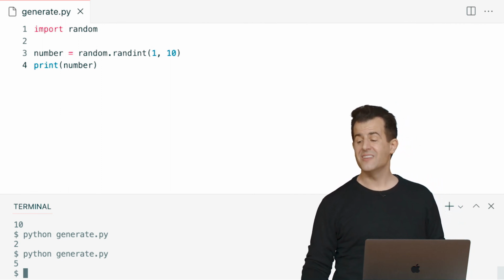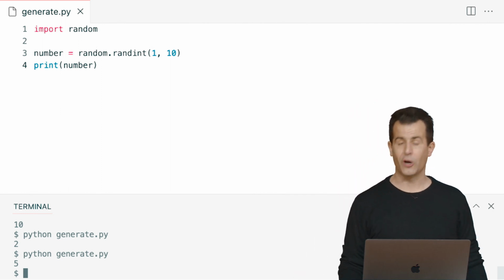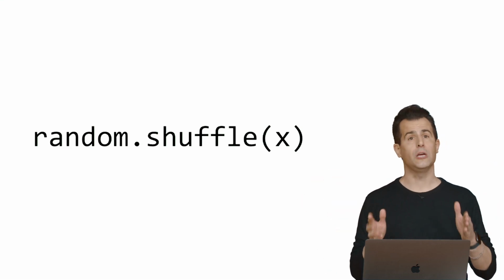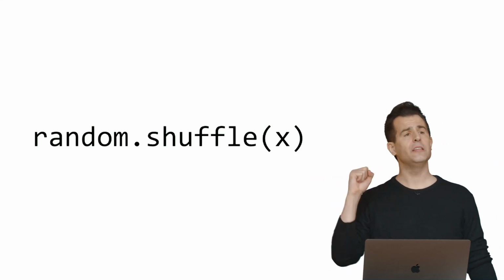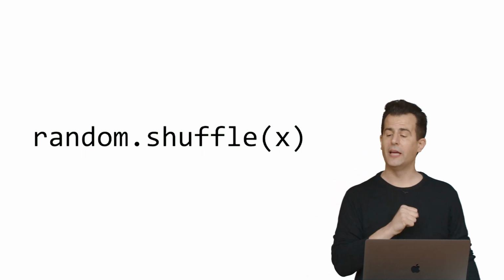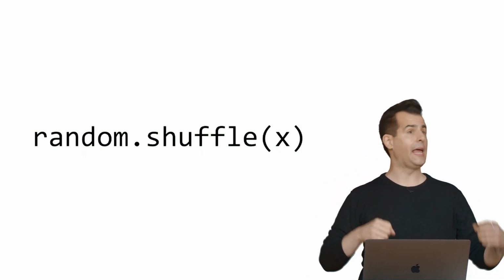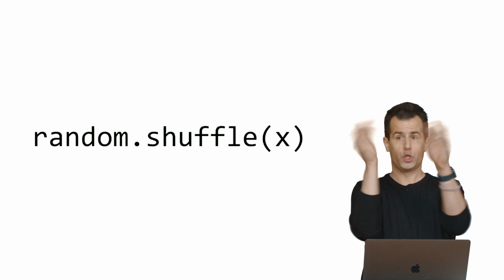Let me propose that we introduce another function that comes from this random library, yet another that you yourself don't have to implement, shuffle. If you read the documentation for shuffle in the same random module, you'll see that it takes in a list, for instance, of values and just shuffles them up.